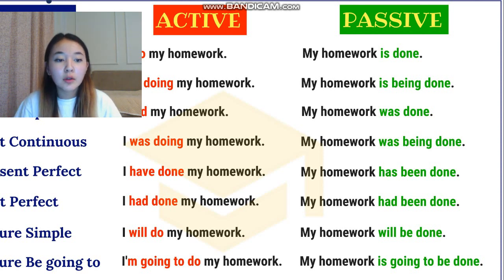In present perfect active, I have done my homework. In present perfect passive, my homework has been done. Also past perfect, I had done my homework. In passive voice, my homework has been done. Future simple, I will do my homework. In passive voice, my homework will be done. Future be going to, I'm going to do my homework. In passive voice, my homework is going to be done. In modal, I must do my homework. In passive voice, my homework must be done.